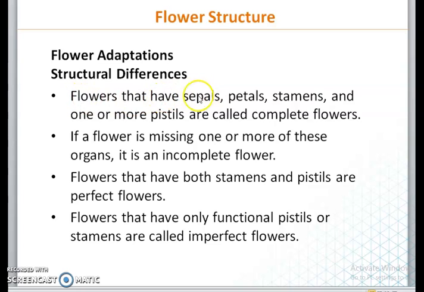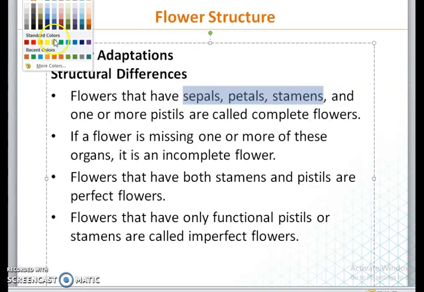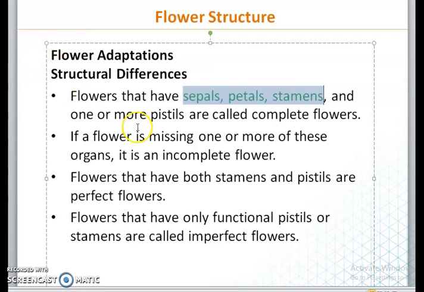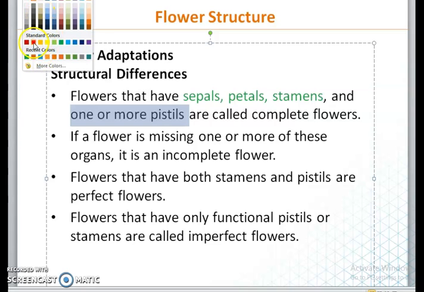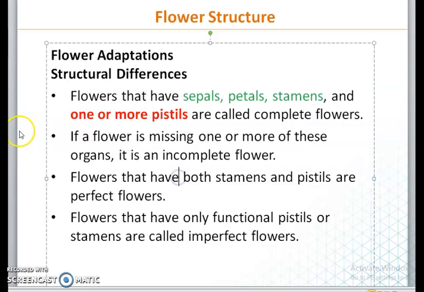So flowers that have sepals, petals, stamens, and one or more pistils are called complete flowers. So let's highlight the most important part, so you can recognize how to differentiate between these types of flowers. Here let's highlight it with red and make it bold, so you can focus on how the first category is different from the others. So here we have sepals, petals, stamens, and one or more pistils. Let's make it in red so you can notice how important it is. So this is called a complete flower.